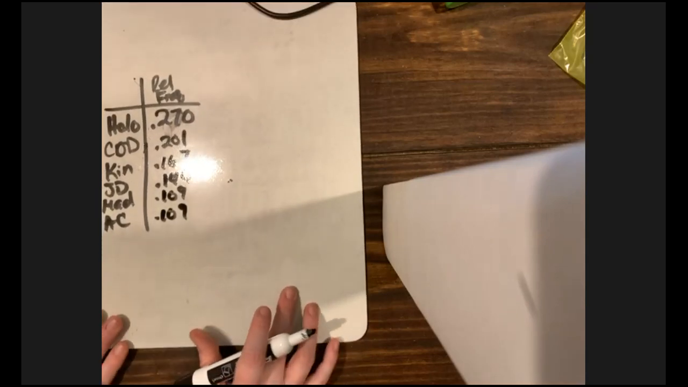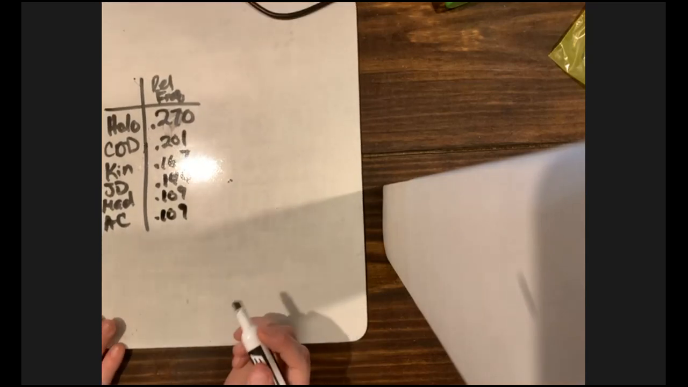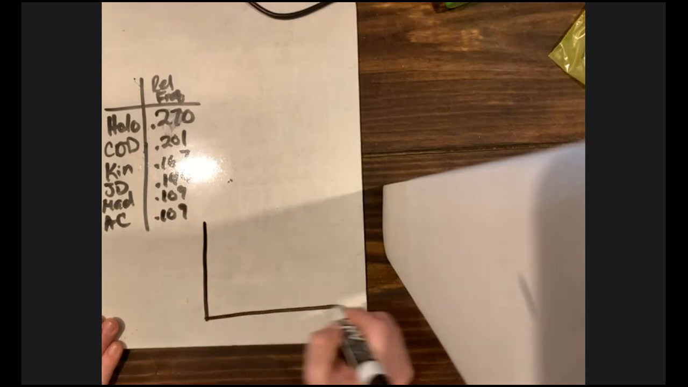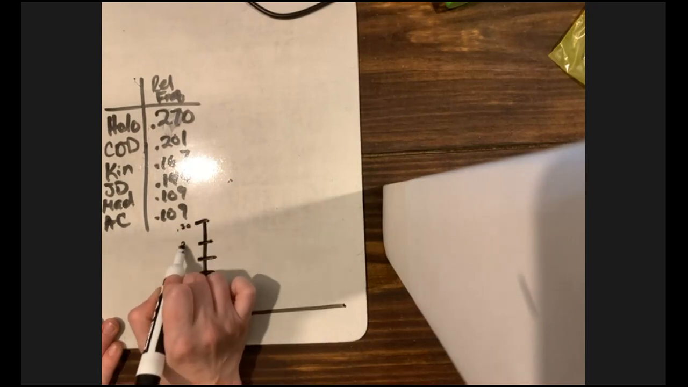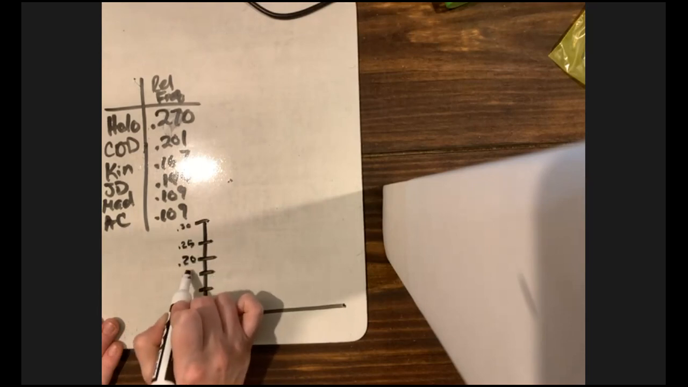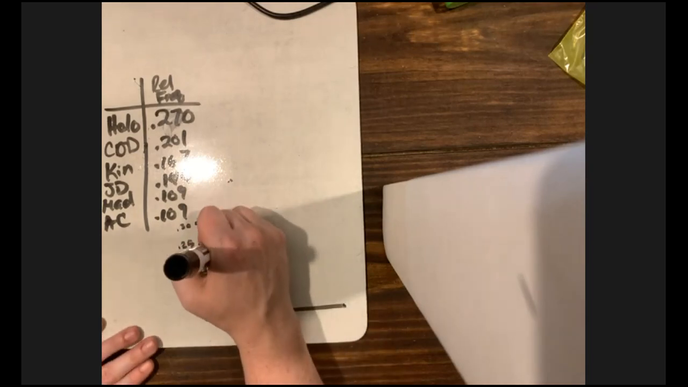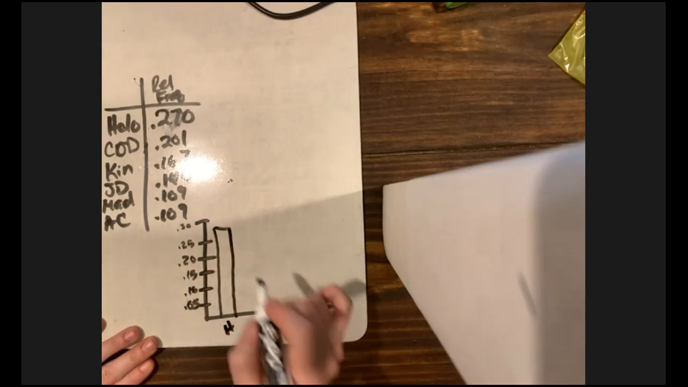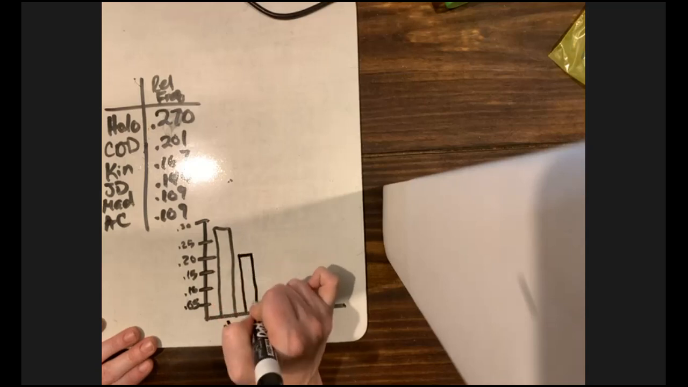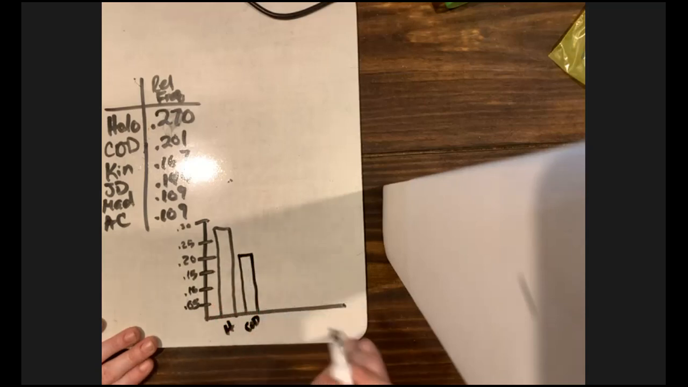And so they ask us to make a relative frequency bar graph. So I'm going to build my bar graph down here. And let's see, 5, 10, 15, 20, 25, 30. So this is going to be 0.30, 0.25, 0.20, 0.15, 0.10, 0.05. So the first one is going to be 0.27. So I'll build my bar to there. And that was Halo. Then I've got 0.201, which will be about here. And that's going to be our Call of Duty.